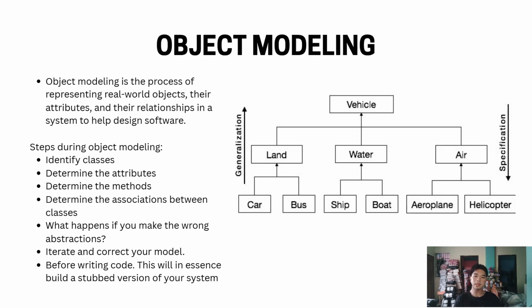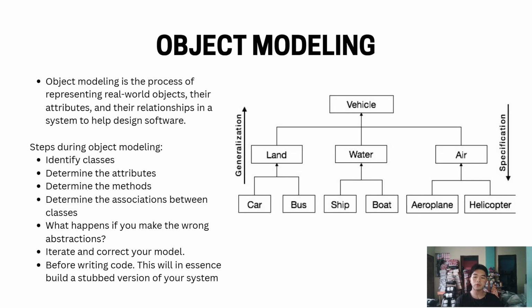So in designing an object model, or in object modeling, we have to first identify classes. Second is to determine its attributes. Third is to determine the methods. Fourth is to determine the associations between classes.